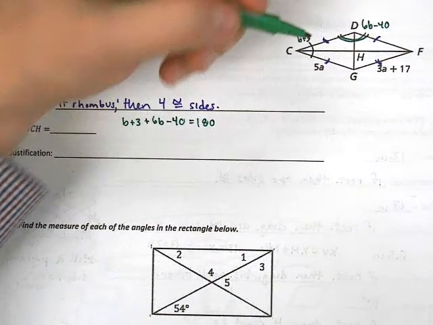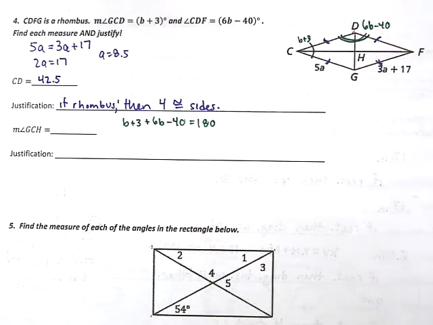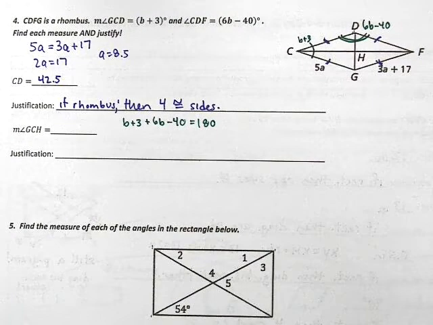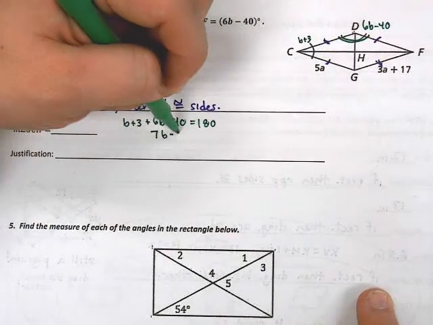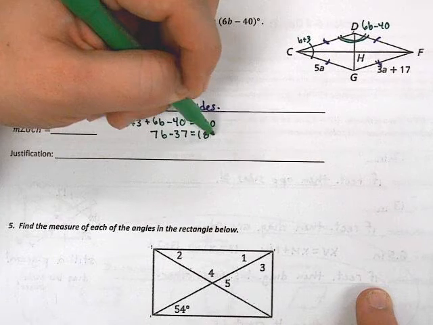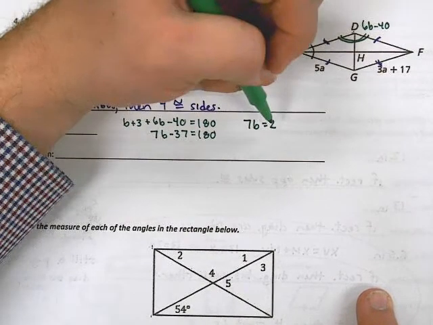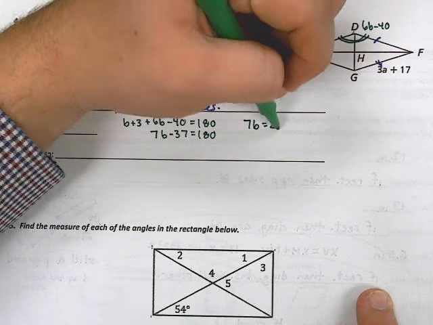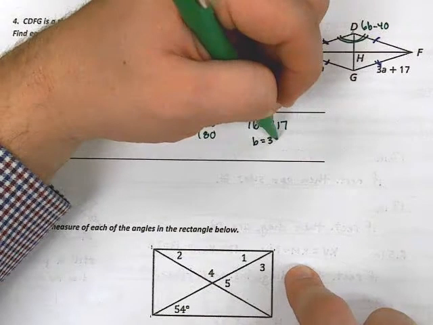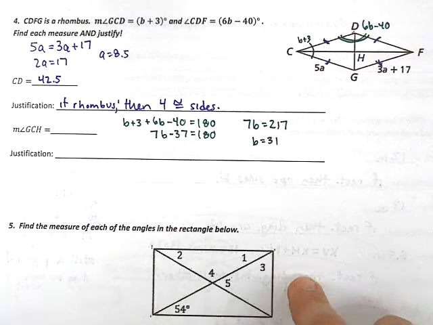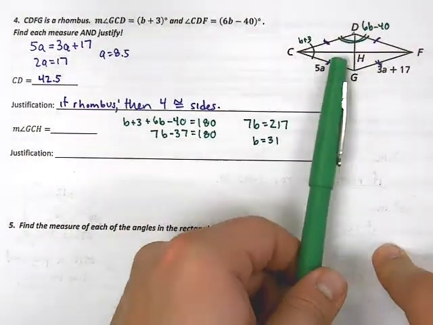Again, this angle and this angle are consecutive, and we know that if you have a parallelogram or a rhombus, then those angles are going to be supplementary. So as we clean this up, we have 7b minus 37 equals 180. 7b is equal to, what is that, 217. And then that should be b is equal to 31. Good. So the last thing, it's asking for GCH. Well, GCH is right here.